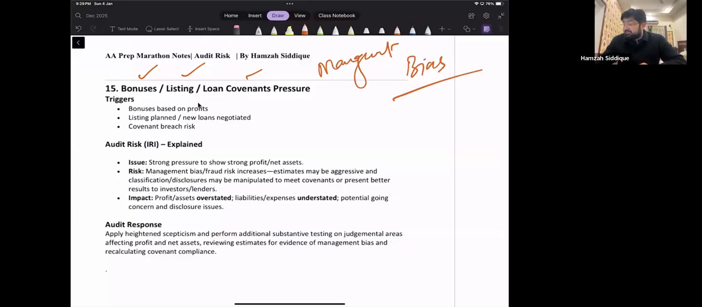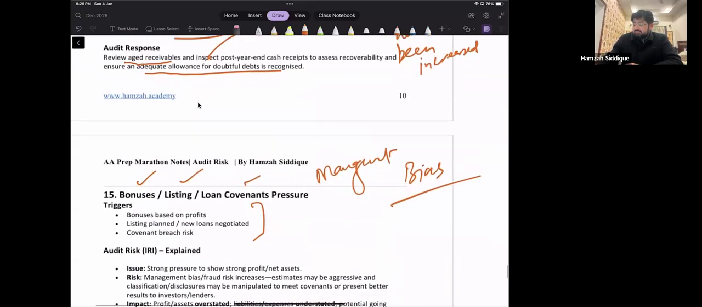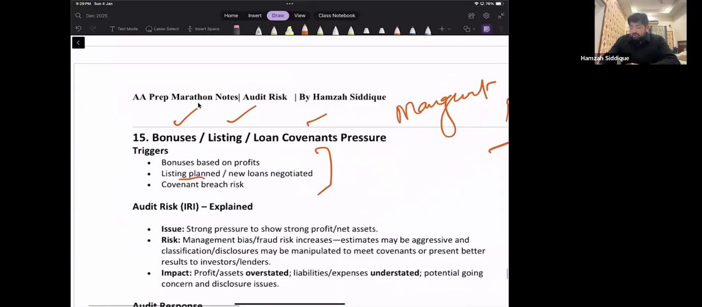These triggers are present in the scenario: the company has announced bonuses based on profits for its management, directors. The company is going to be listed or newly listed, even that as well.